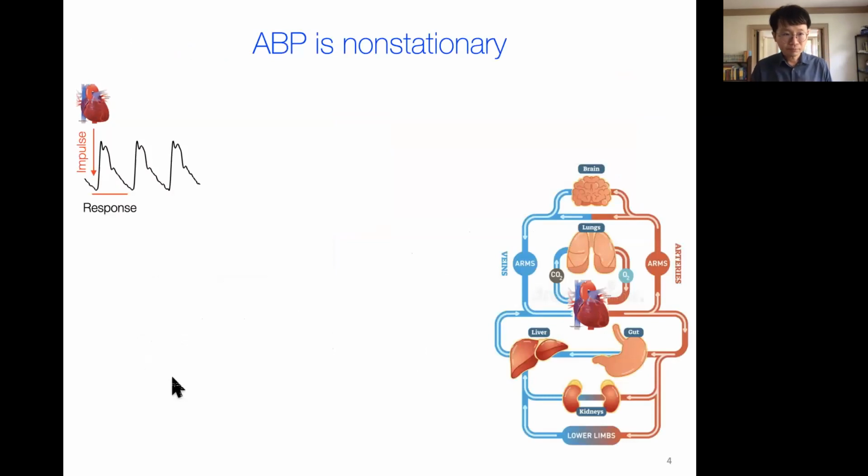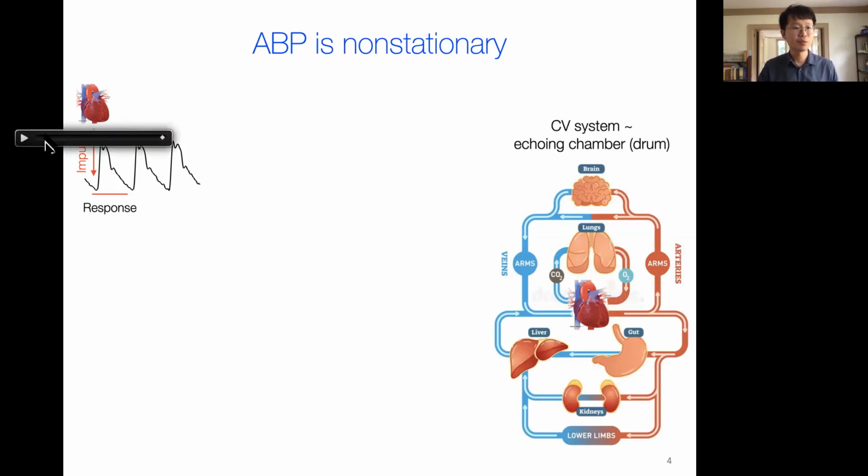First things first, arterial blood pressure is non-stationary. So what it is doing is the following. Your heart may beat once, and your heartbeat will behave like an impulse to the whole system. To what system? Your cardiovascular system, which is shown on the right-hand side.